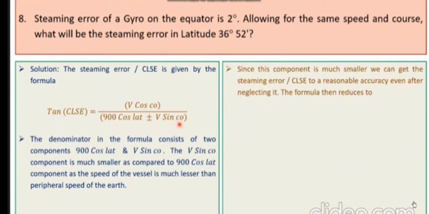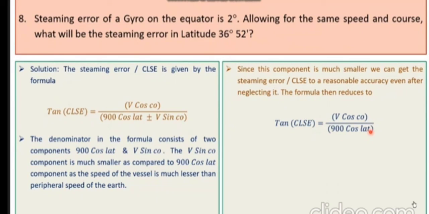Now since this component is much smaller as compared to the first component of 900 cos lat, we can get the steaming error or CLSE to a reasonable accuracy even after neglecting the second component. Now if we neglect the second component, that is the V sin cos component, the formula then reduces to tangent of CLSE is equal to V cos cos divided by 900 cos latitude. So the formula has been simplified now.